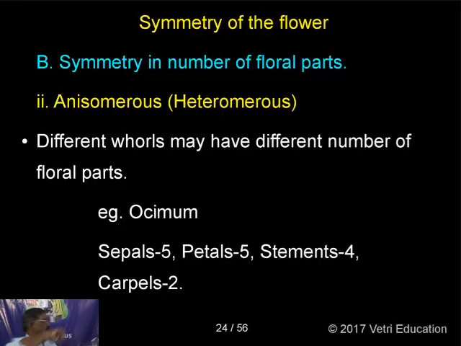The next one is anisomerous or heteromerous. Different whorls may have different number of floral parts. For example, in ocimum, sepals 5, petals 5, stamens 4, carpels 2, like that. So different number, that is called anisomery or heteromerous condition.